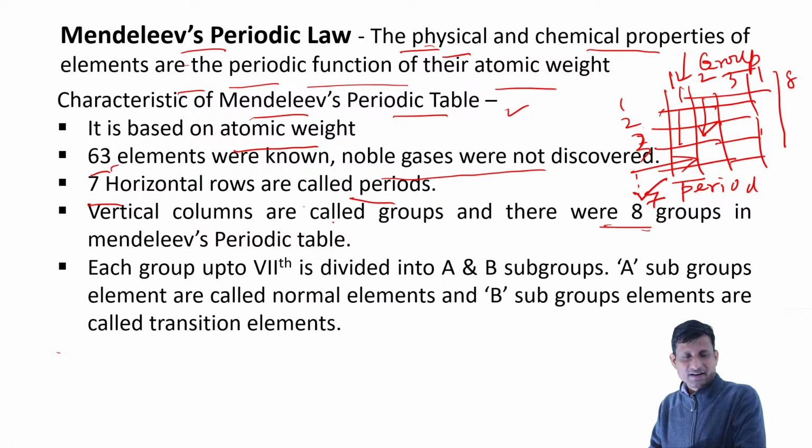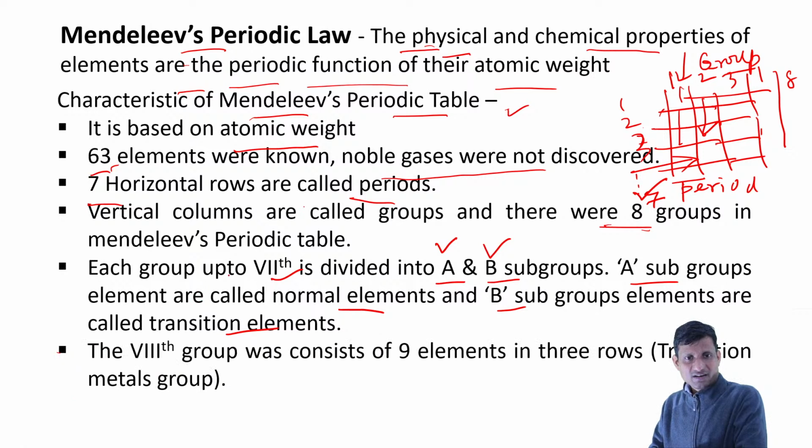Along with this, he divided each group into 2 categories, that is, group into subgroup. Up to the seventh group, he divided each into 2 subgroups, A and B. The A subgroup elements are called the normal elements, and the B subgroup is called the transition elements. This is how he arranged all the 63 elements.